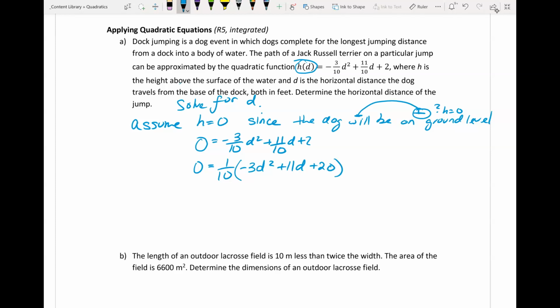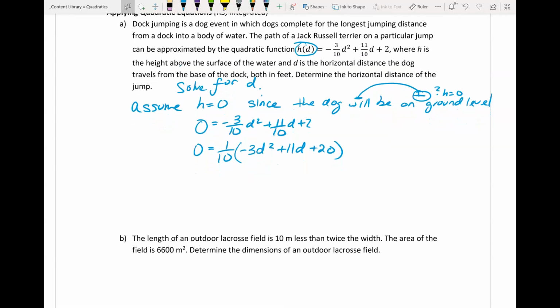So this was from our first lesson in quadratics. The next thing I'm going to do is also take out the negative, because we don't really want to have a negative in front of our d squared when we're factoring. And that's going to change the signs of everything inside the bracket.